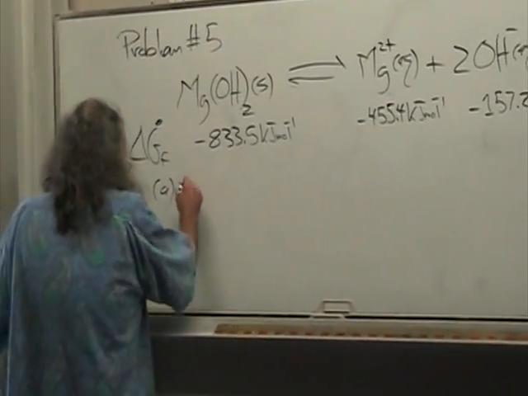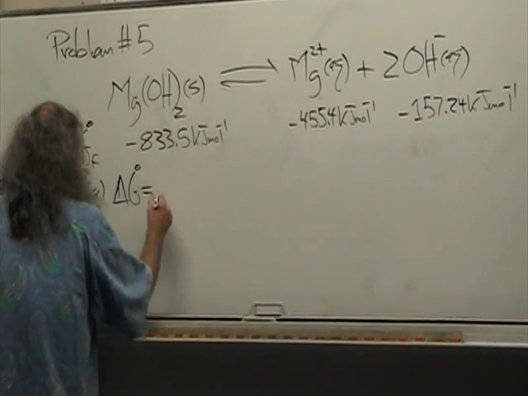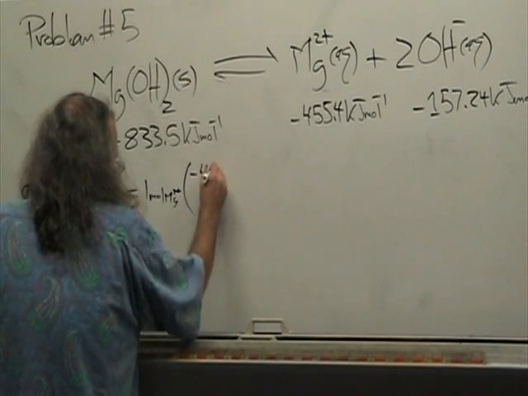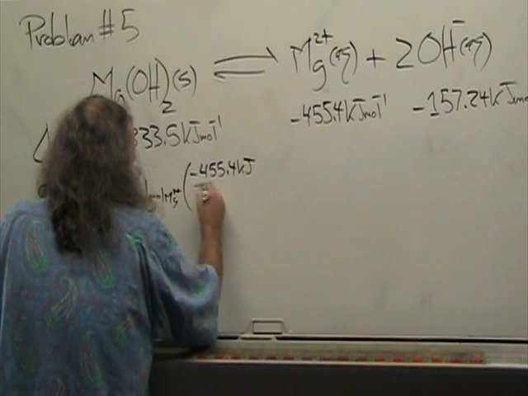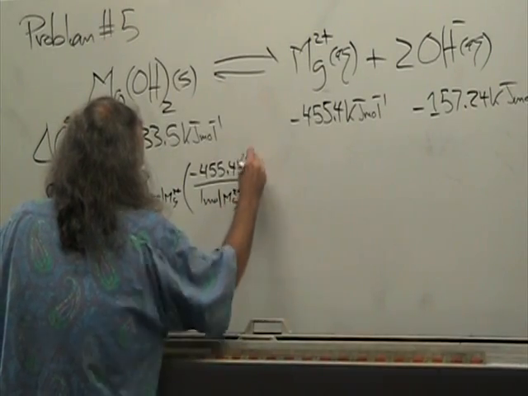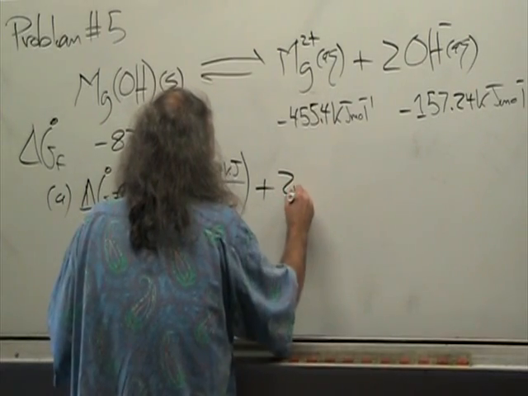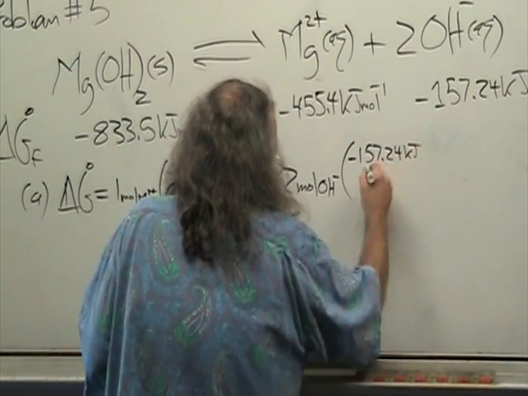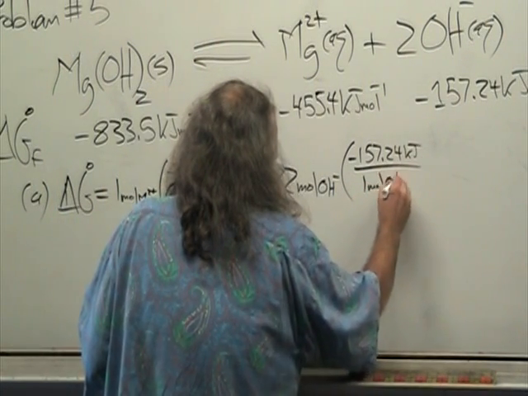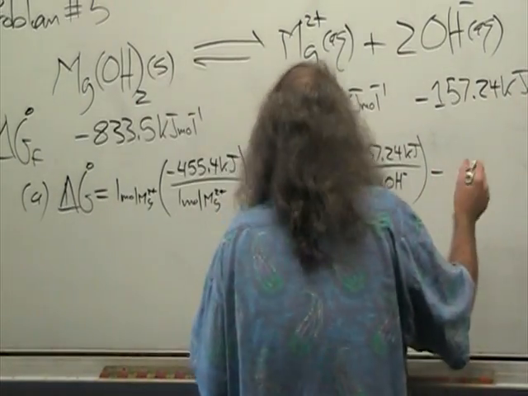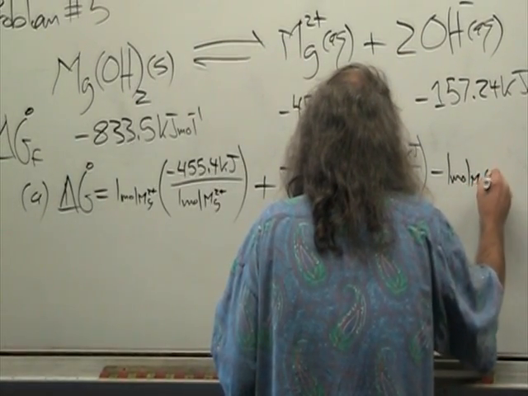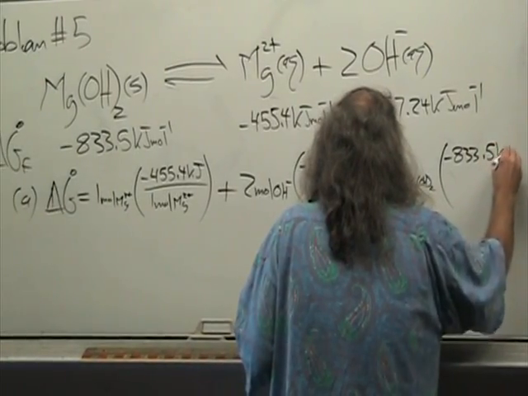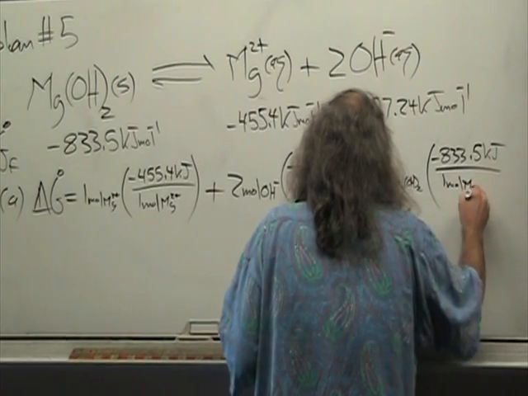And so we'll start with delta G naught is going to be equal to 1 mole of magnesium times minus 455.4 kilojoules for every 1 mole of magnesium, plus 2 moles of hydroxide times minus 157.24 kilojoules for every 1 mole of hydroxide, and that is minus 1 mole of magnesium hydroxide times minus 833.5 kilojoules for every 1 mole of magnesium hydroxide.